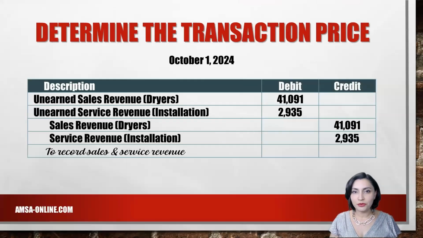Unearned sales revenue, dryers, is debited or decreased by $41,091, and unearned service revenue, installation, is debited or decreased by $2,935. At this point, the balances in both liability accounts are zero. Service revenue, installation, is credited or increased by $2,935, and sales revenue, dryers, is credited or increased by $41,091. Revenue is increased by credit.